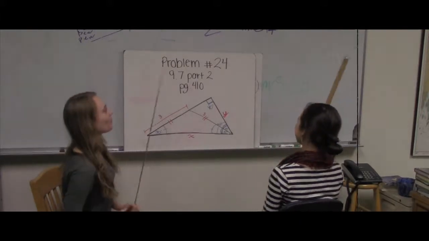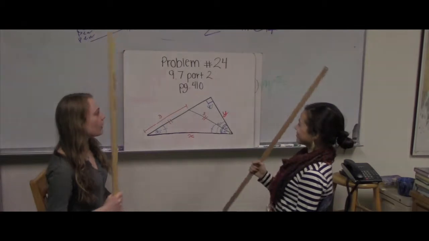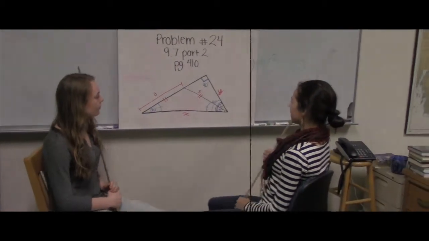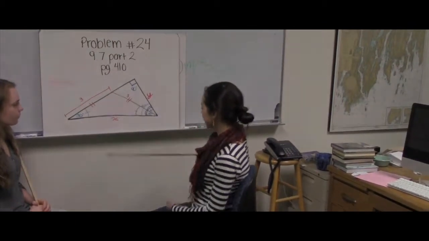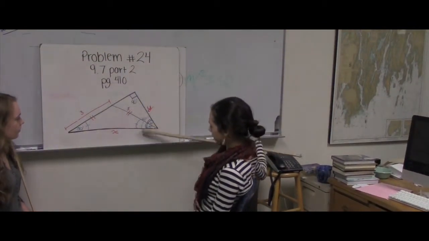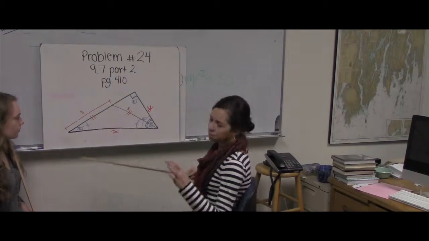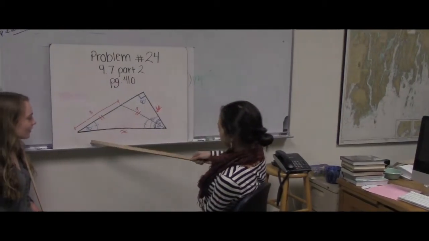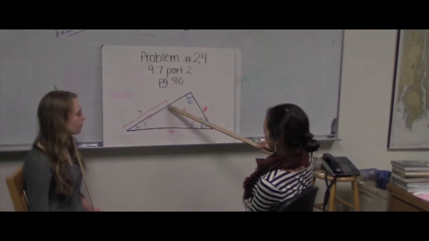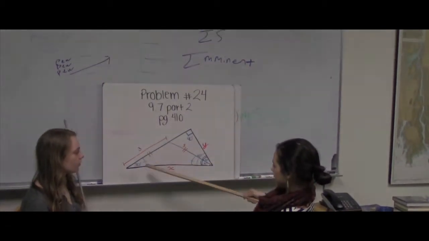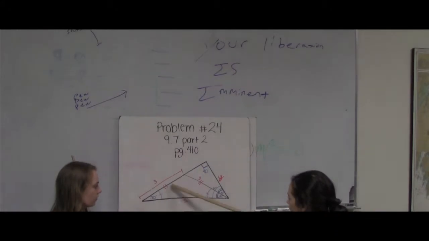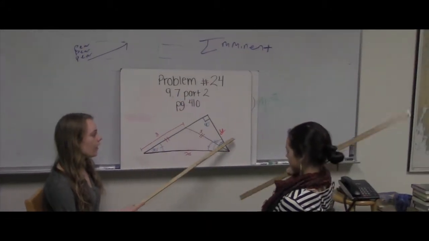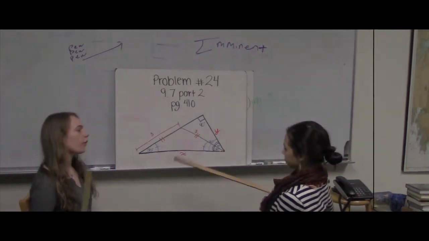This is number 24, 9.7, part 2, page 410. In problem number 24, the first thing we are given is this diagram. We've marked it up a little, but what we're given is that this little side length is 3, and then this angle is 30 degrees. This is obviously a right angle. And then we're given x and y, and we're told to look for x and y.